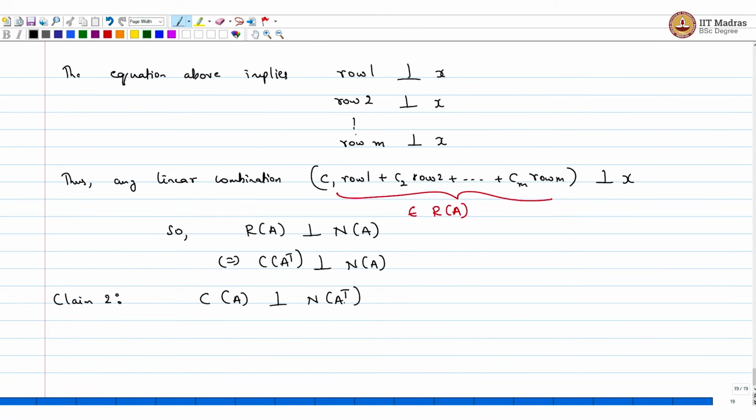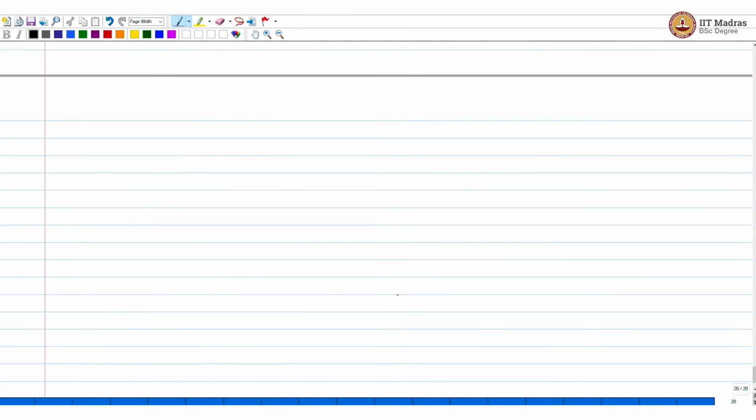You could do a much shorter proof. I am going to skip the proof. It follows from claim 1. Okay, let's look at an example and end this discussion.